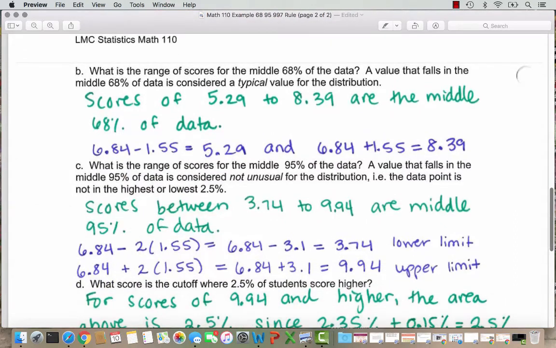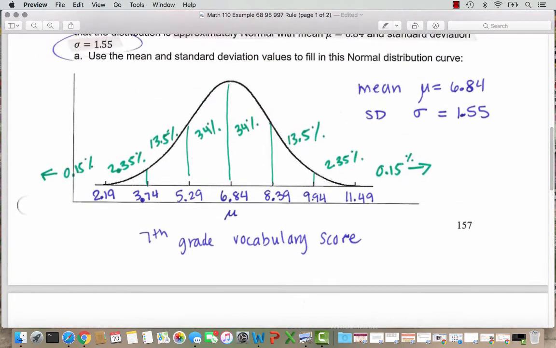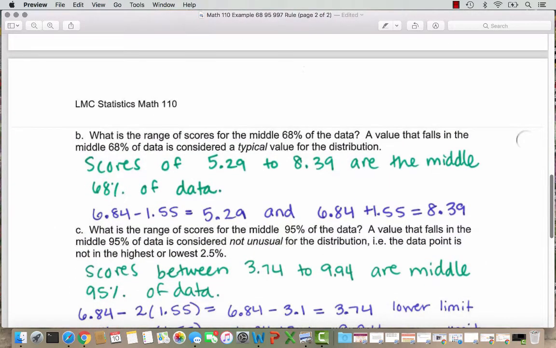So my next question is, what is the range of scores for the middle 68% of the data? And this is the range of values that are considered typical values for the distribution. So we can look back at our labeled distribution here. And so we see the middle 68% is one standard deviation below the mean, a score of 5.29, all the way up to one standard deviation above the mean, a score of 8.39. So I said here scores of 5.29 to 8.39 are the middle 68% of data.